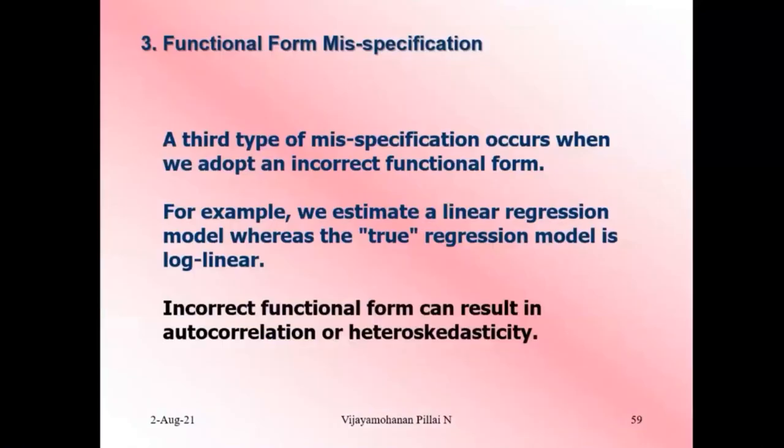The third type of misspecification occurs when we go for an incorrect functional form. For example, if the true regression model is log linear and we go for a linear regression, then we are having this problem. And actually, if we are committing an incorrect functional form specification, then it can lead to autocorrelation or heteroscedasticity or both.